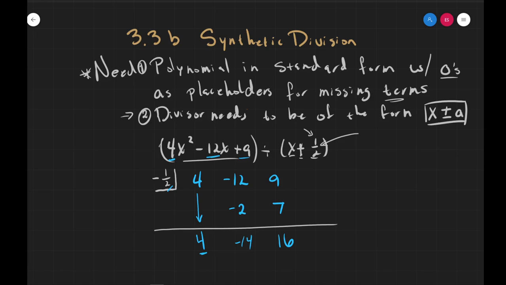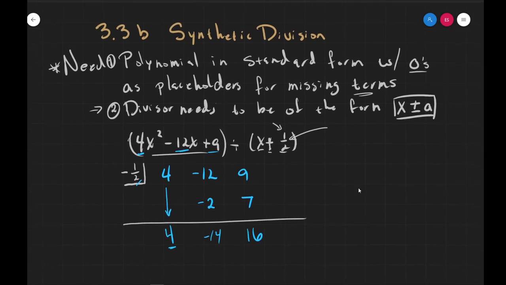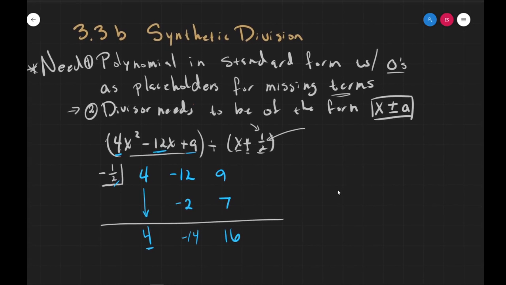So cool, we got some numbers. Okay, but what do those numbers actually mean? In order to figure out what they actually mean, let me slide this over a little bit, and let me actually do the division problem for you. Let's do the division problem. So we have 4x squared minus 12x plus 9, and then we're dividing by x plus 1/2.